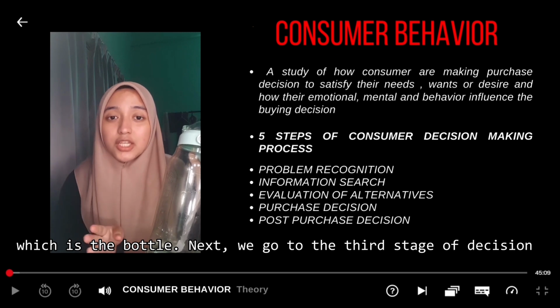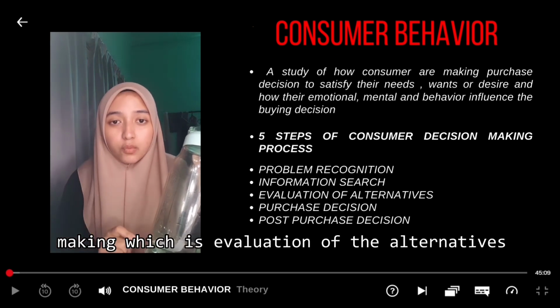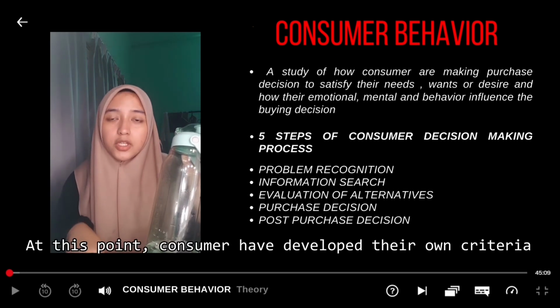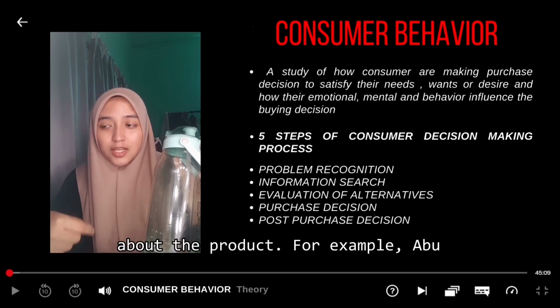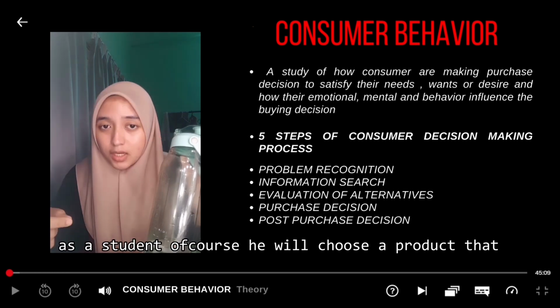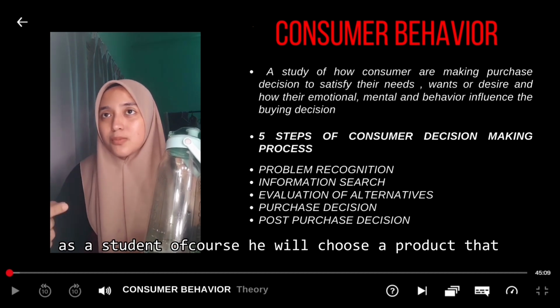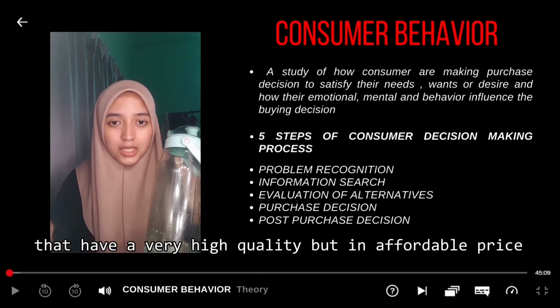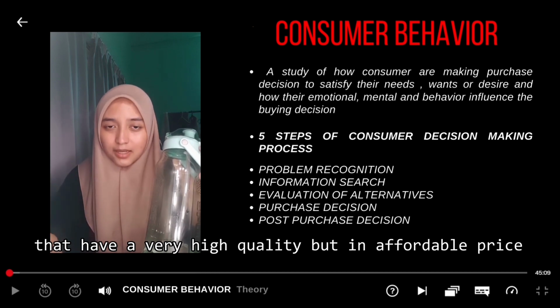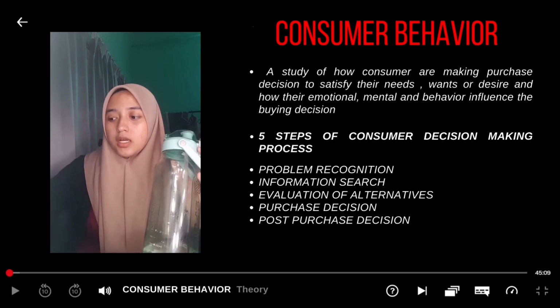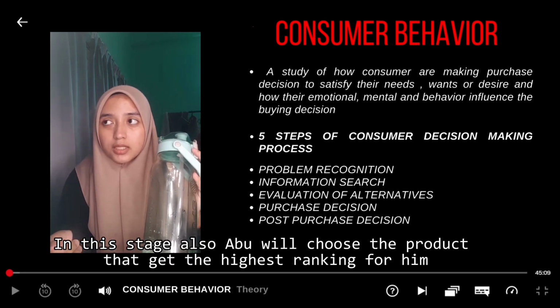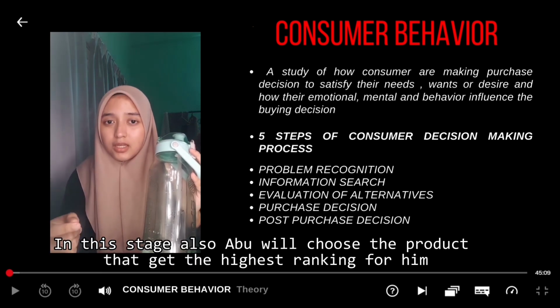Next, we go to the third stage of decision making, which is evaluation of the alternatives. At this point, the consumer has developed their own criteria about the product. For example, Abu, as a student, of course will choose a product that has very high quality but an affordable price, and maybe he will consider the design of the bottle. In this stage also, Abu will choose the product that gets the highest ranking for him.